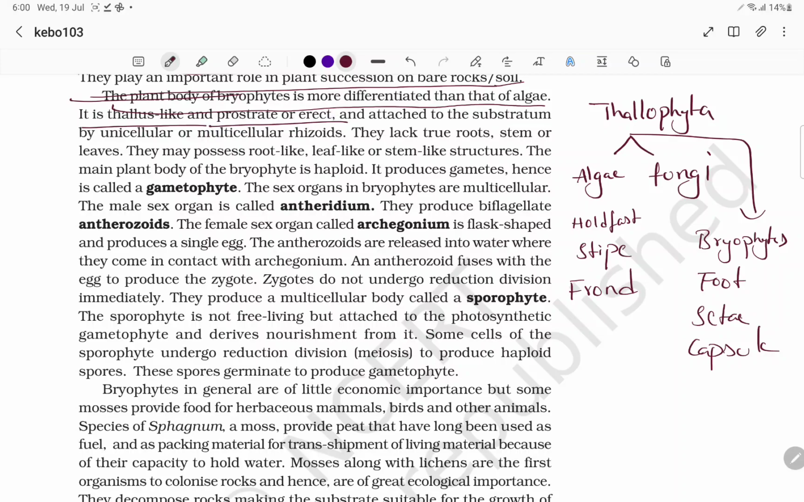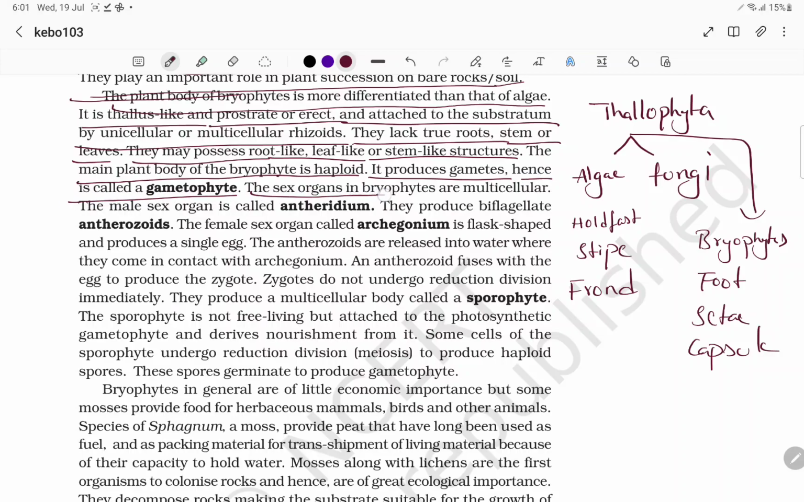You can even see the sphagnum, which is more erect, and attached to the substratum by unicellular or multicellular rhizoids. They lack true roots, stem or leaves. They may possess root-like, stem-like, leaf-like structures. The main plant body of bryophyte is haploid because the gametophyte is the dominant stage. It produces gametes. Hence, it is called gametophyte.